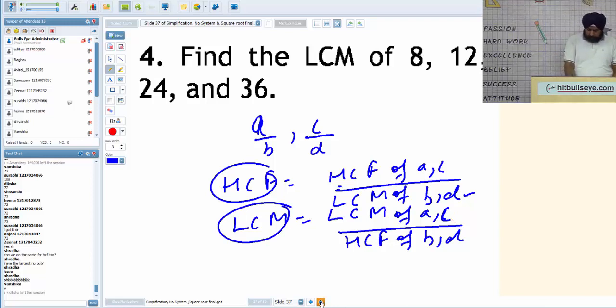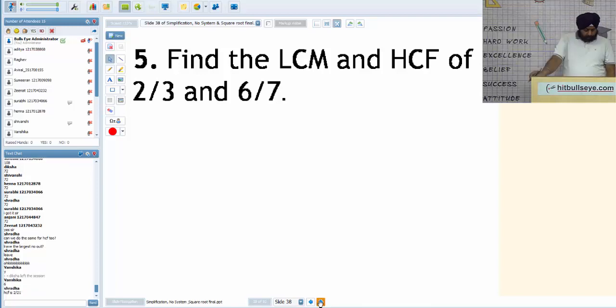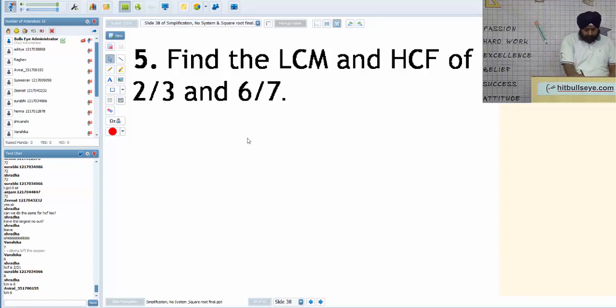Okay, I am giving you an example. Find the LCM and HCF of 2 by 3 and 6 by 7. Please do it quickly. We are left with a few minutes. I wish to do one more concept, that is square root. First give LCM. HCF is 2 by 21. And what is 6 by 6? LCM is 6. Okay, absolutely.